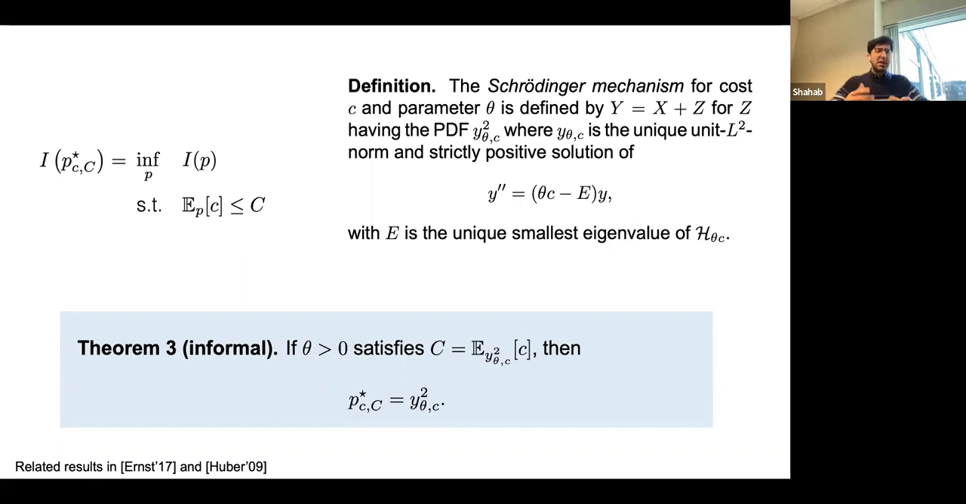So the main result is this: if theta satisfies something like this, so that the expected value of the cost function with respect to this PDF is exactly equal to C, then we satisfy the utility constraint. Then the optimal distribution, remember, P S star C, the solution of this optimization, is equal to this function. And again, this y is the eigenfunction of the Schrödinger operator corresponding to the smallest eigenvalue.